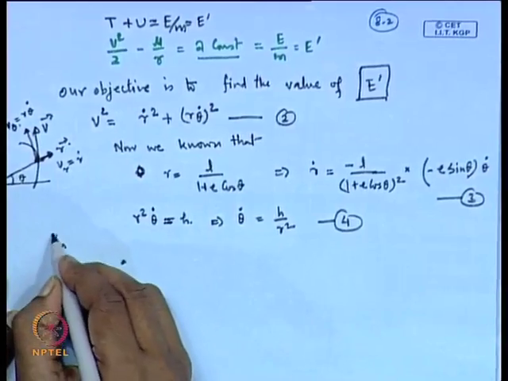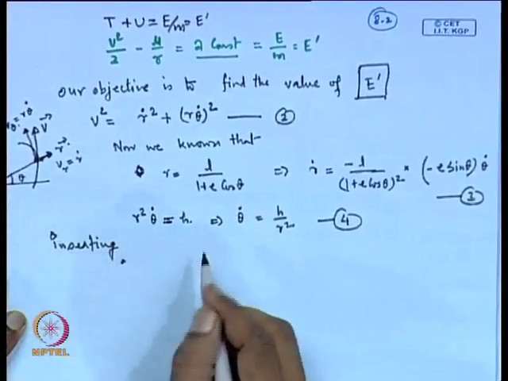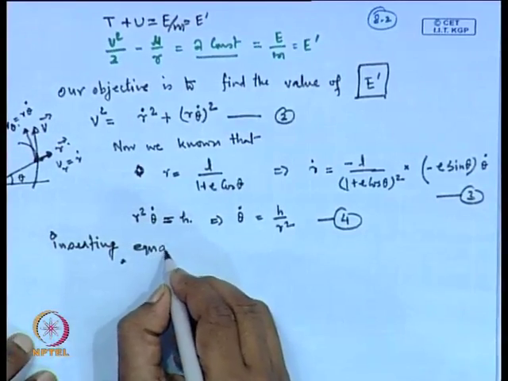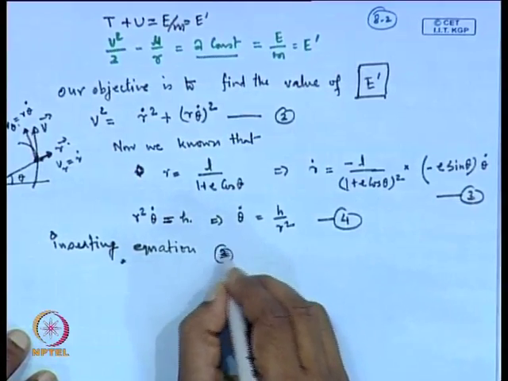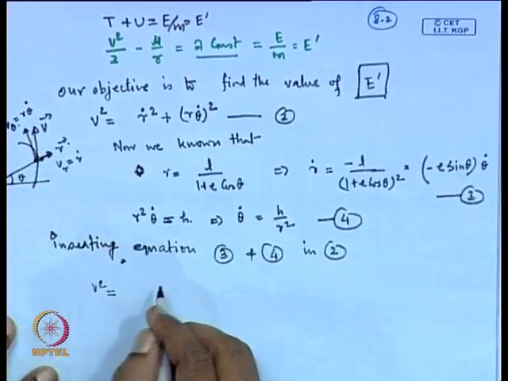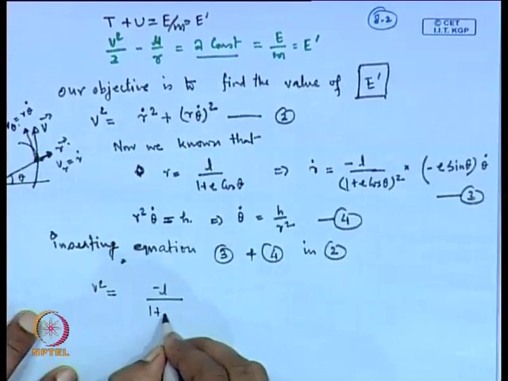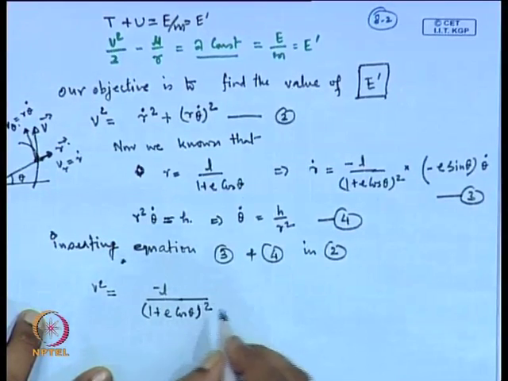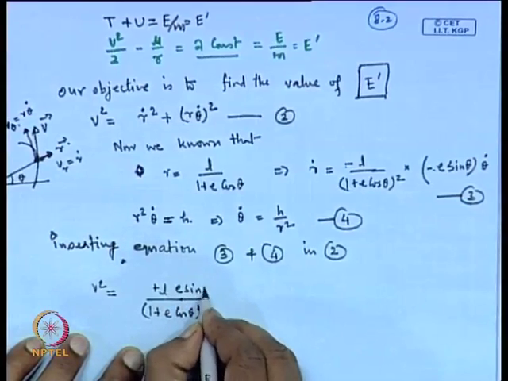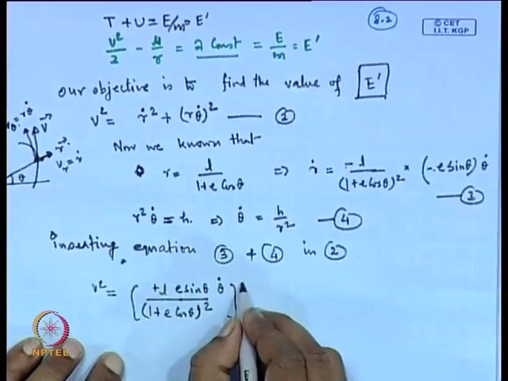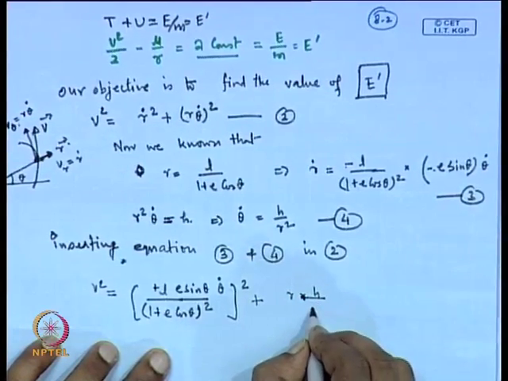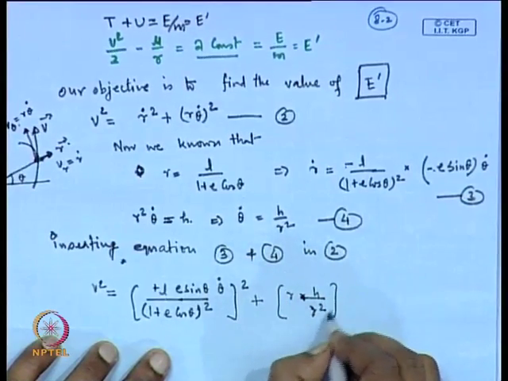Inserting equations 3 and 4, the left hand side we can write as V square, which will be equal to minus L by 1 plus E cos theta square, we put it plus to remove this minus sign here, so this is E sin theta times theta dot, this whole square, and plus r times h by r square, this whole square.